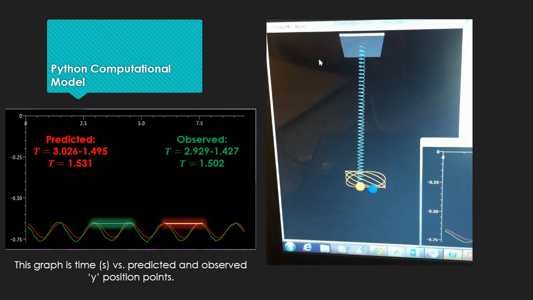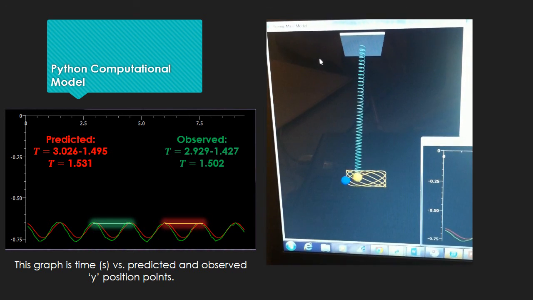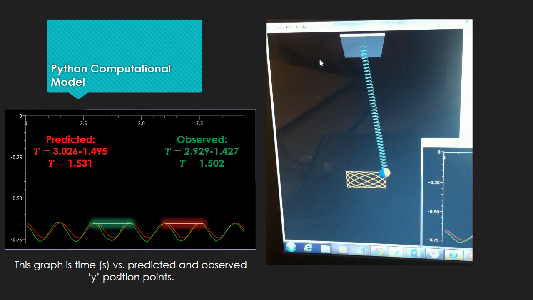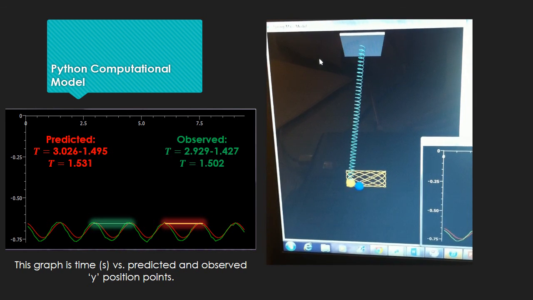To the left, you'll see a graph of time versus the predicted and observed y position values. To find the period of oscillation, I subtracted the time from one crest to the previous one. The predicted and observed period times are slightly off, but still very close.